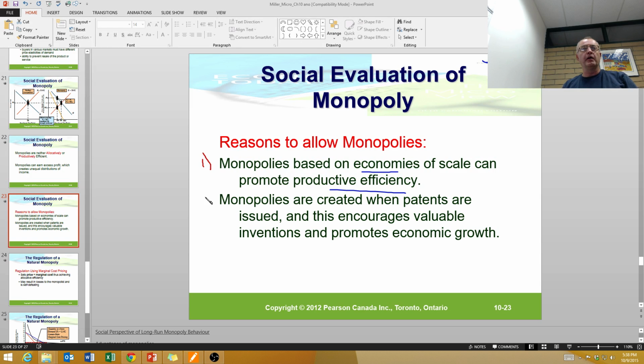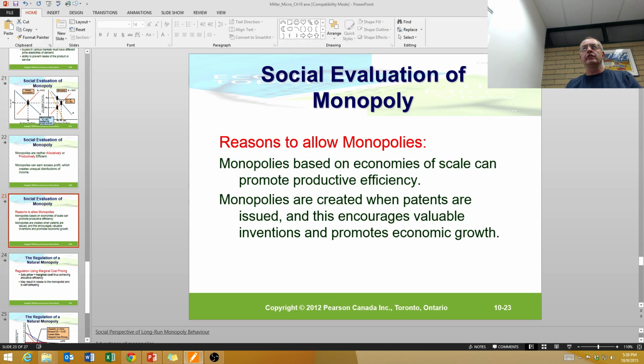And likewise, monopolies tend to be socially acceptable when they're based on patents. So patents give inventors a right to a monopoly on the product for, I think it's 20 years. And patents help encourage innovation, which is beneficial to society as a whole. And likewise, if the monopoly is based on copyright, so copyright is kind of like a patent for artistic works. And again, copyrights grant that monopoly as a reward to the inventors or creators of the artistic works.